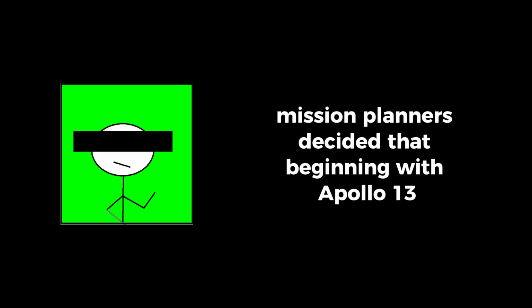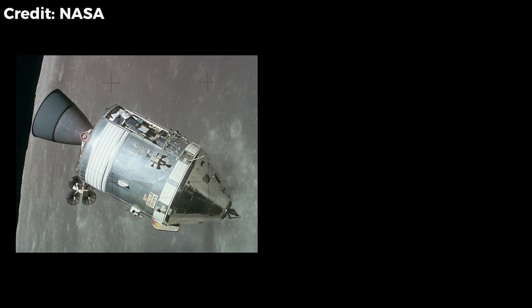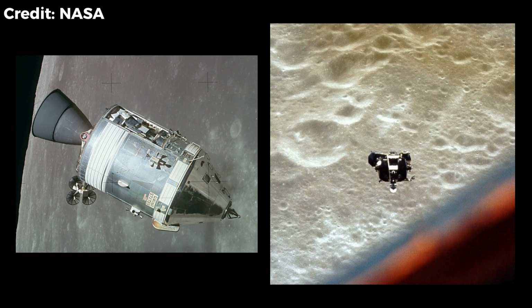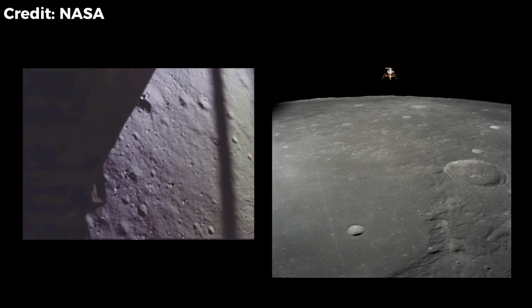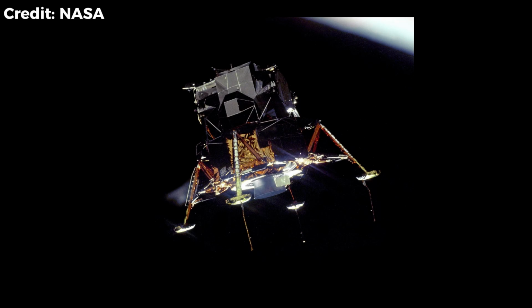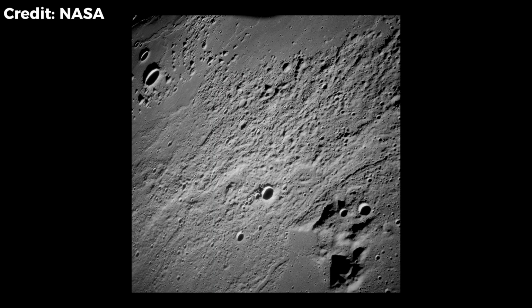Mission planners decided that beginning with Apollo 13, the command service module would bring the lunar module to low orbit, and then the landing attempt would begin. This would increase the hover time during lunar descent. This increased hover time provided astronauts with more flexibility and control as they maneuvered the lunar module to find a safe landing site on the lunar surface.